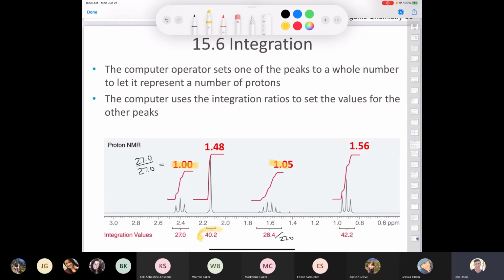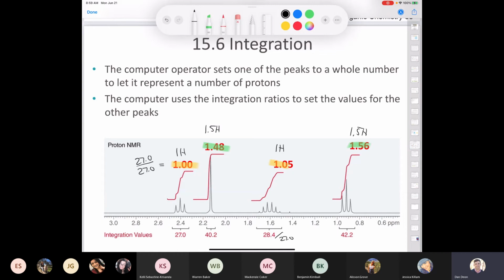Now, if you take 40.2 and divide that by 27, you get 1.48, okay? If you take 42.2 and divide it by 27, you get 1.56. So the ratio here is 1.5 to 1.5. But if you just looked at these numbers that I have the highlighter on, you would think, okay, this represents 1 proton, this represents 1.5 protons, this represents 1 proton, and again, this represents 1.5 protons. Well, my friend, there is no such thing as 1.5 protons in a molecule. You've either got 1, 2, 3, 4. You've got to have some kind of integer.